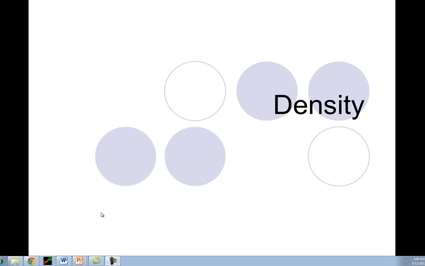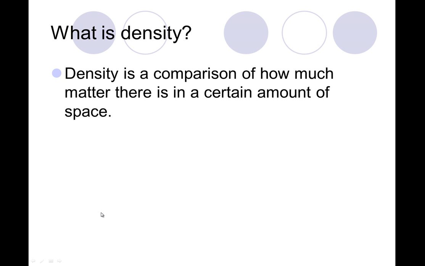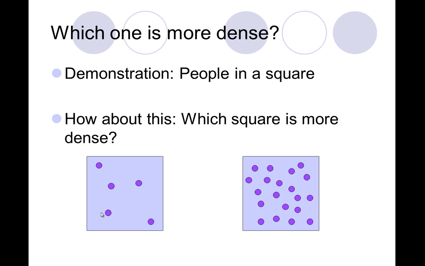Density. Density is a physical property, and we talk about density because it can describe everything. Very simply put, density is the comparison of how much matter, that would be mass, there is in a certain amount of space, which is volume. So how much matter there is in a given amount of space, or how much mass there is in a certain amount of volume.